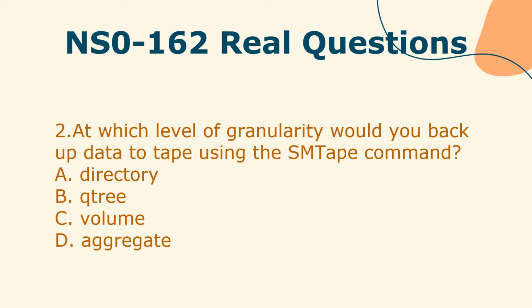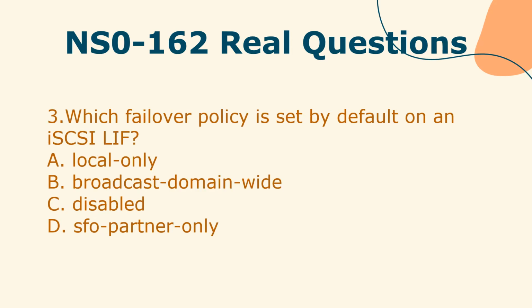A. Directory. B. Qtree. C. Volume. D. Aggregate. 3. Which failover policy is set by default on an iSCSI LIF? A. Local only. B. Broadcast domain wide. C. Disabled. D. SFO partner only.